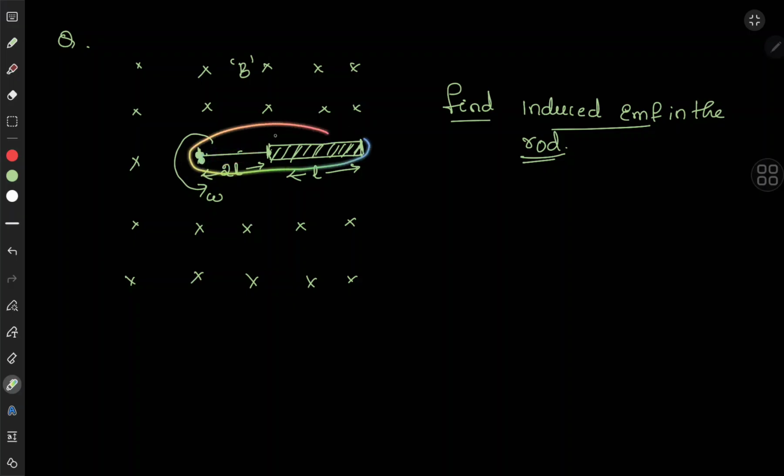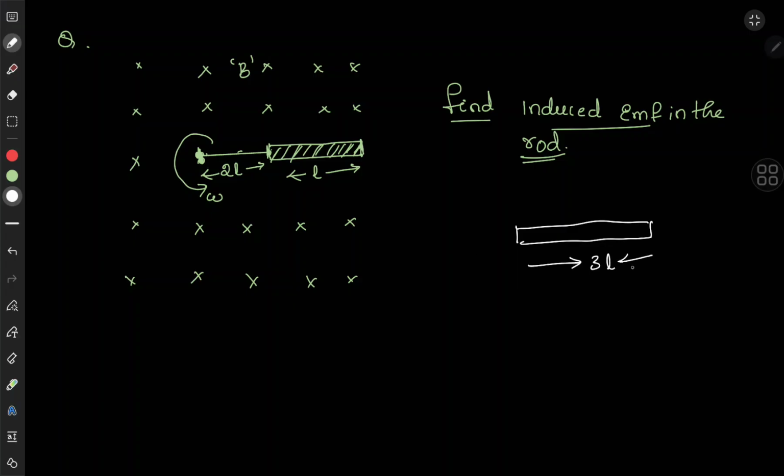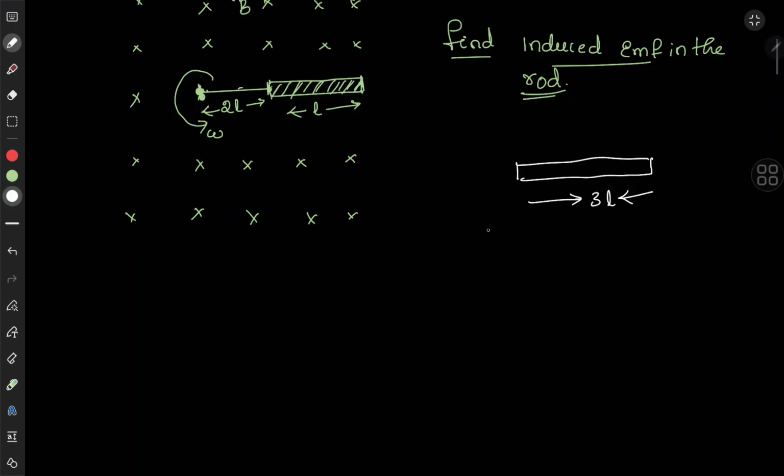So let us do that. Let us imagine this is made up of a single conductor, and the total length is 3L. Now the induced EMF is half into B into omega into the total length squared, 3L whole square. So we can write it as half into B into omega into 9L square. This is the induced EMF.